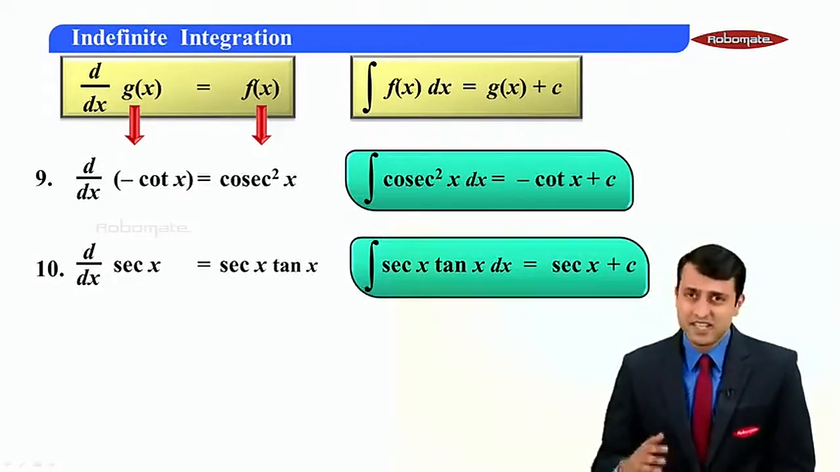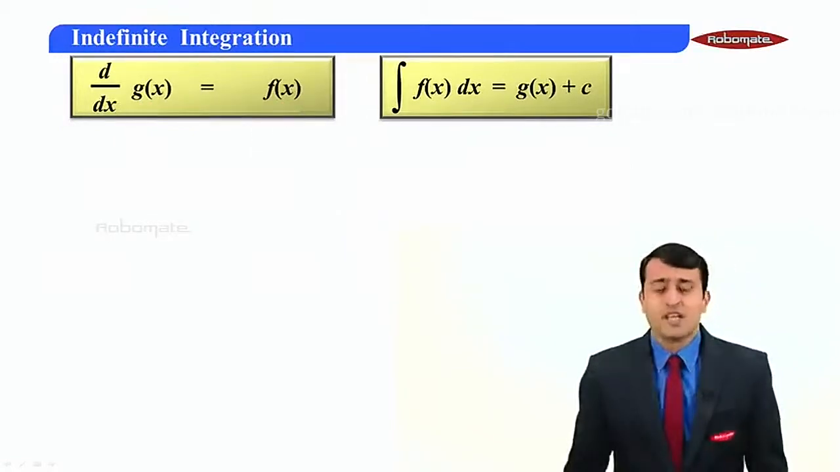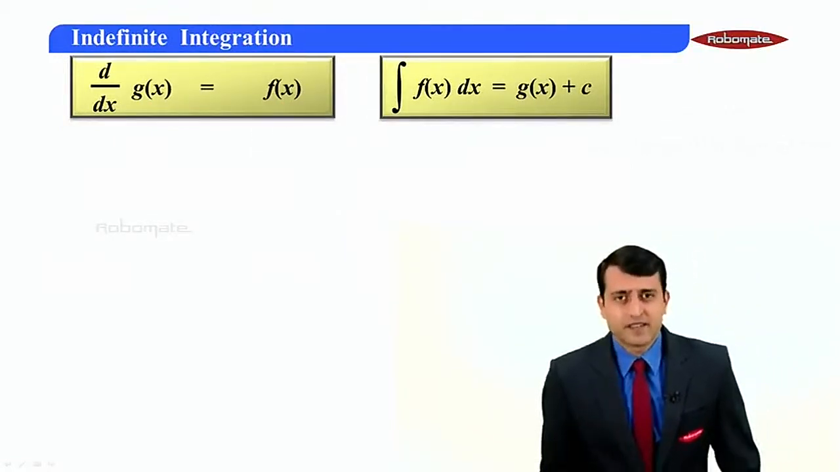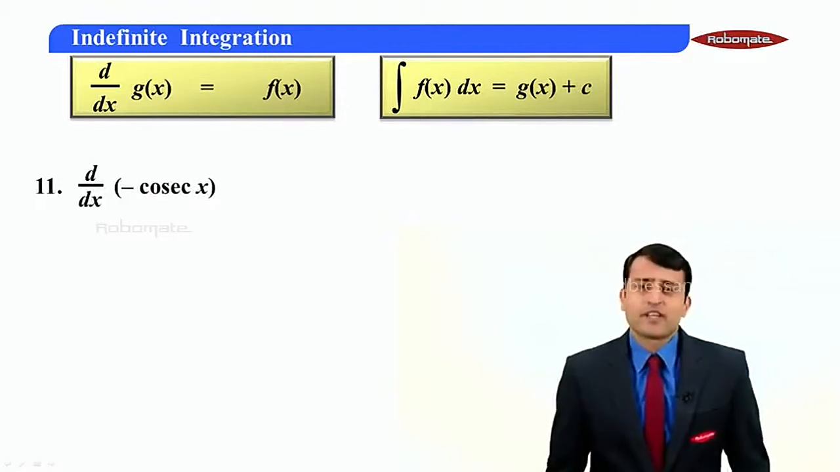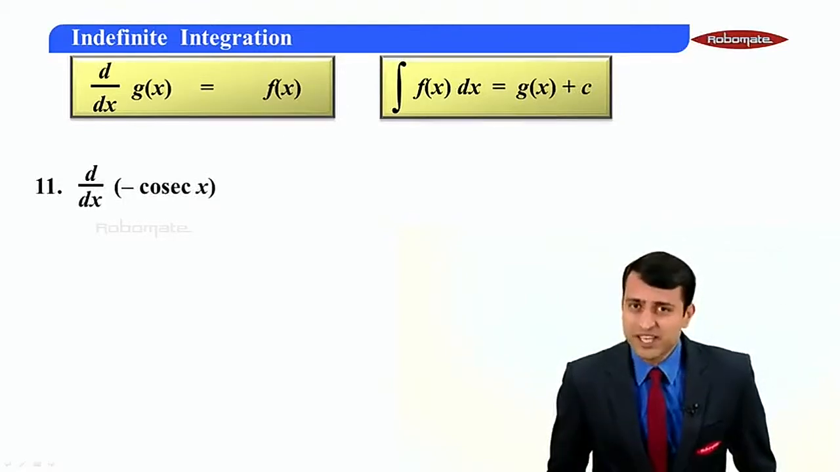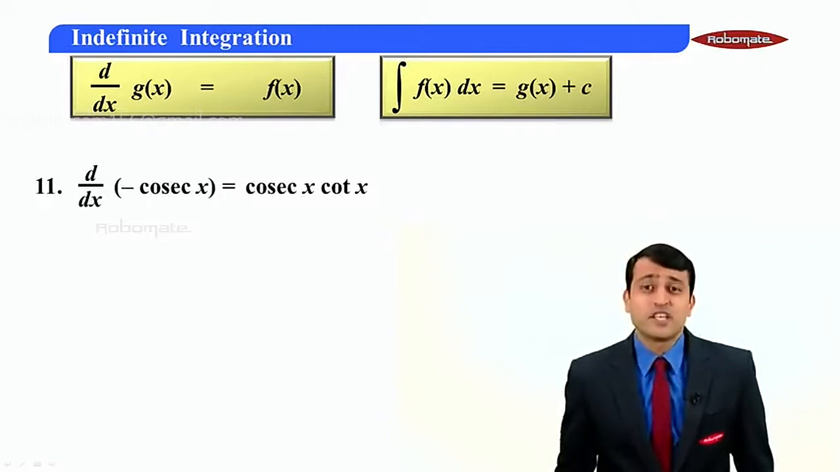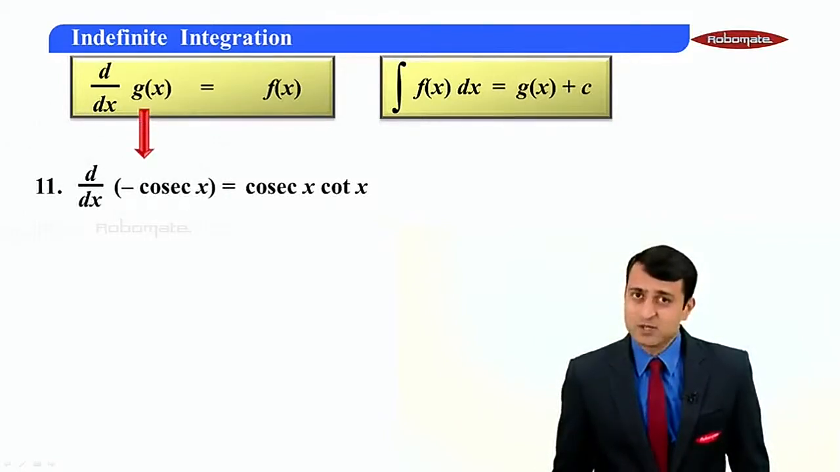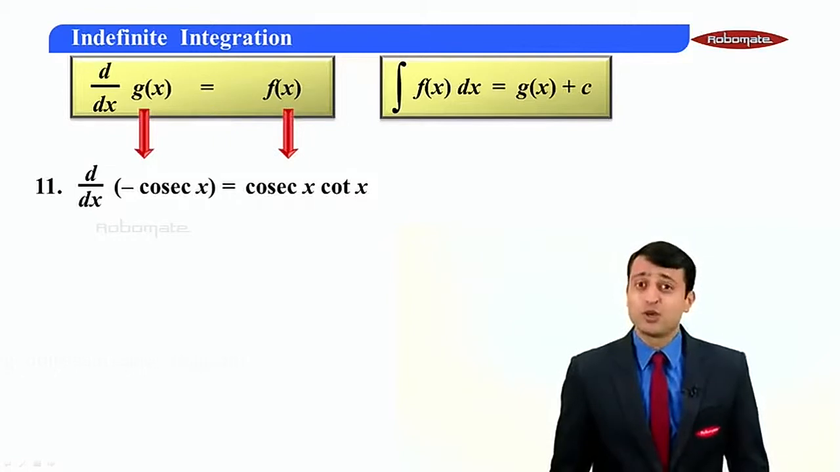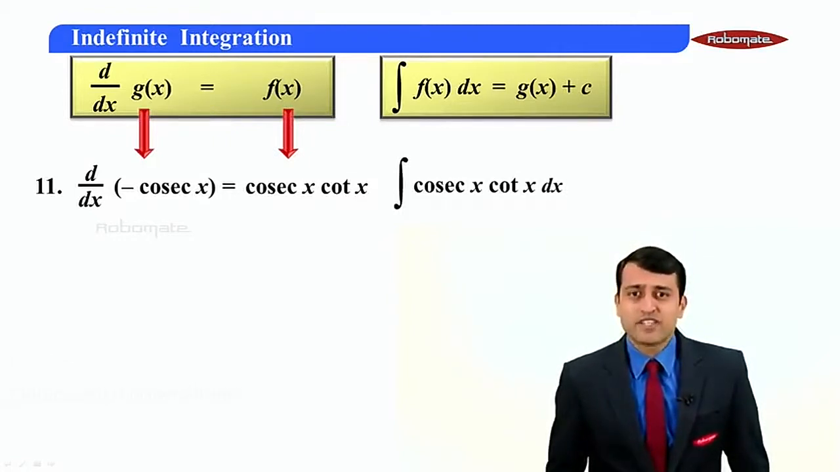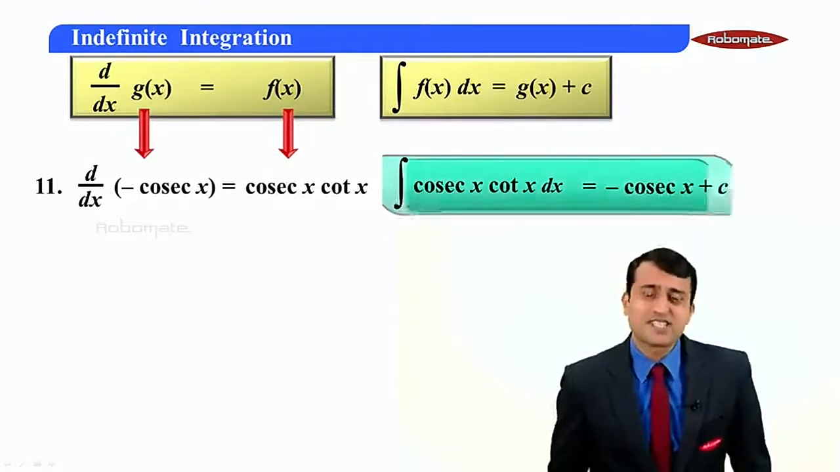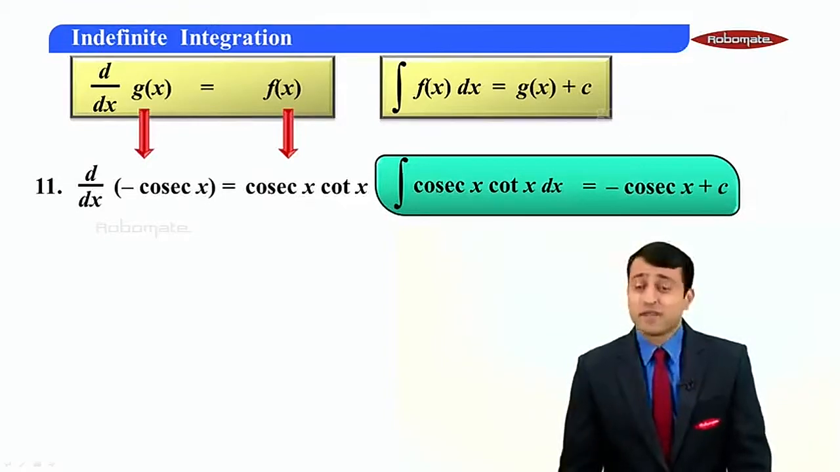Is that okay? Now 3 more to go. Let's see the next set of formulas then, the last 3. So what we have here is d by dx of minus cosec x. Can we say it is equal to cosec x cot x? So students, what is g of x here? It is minus cosec x and f of x is cosec x cot x. So can we say integral cosec x cot x is minus cosec x plus c?